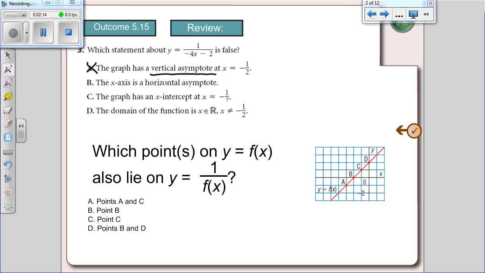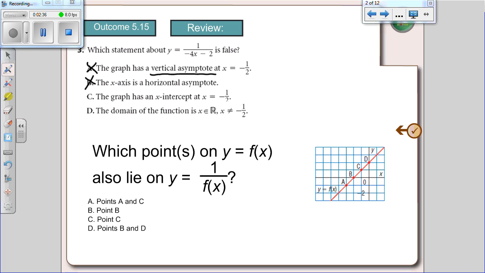The x-axis is a horizontal asymptote. That's true because it's always true. So if you were here, we always have a horizontal asymptote on the x-axis in this class. Always. The Math 30-1s right now are suffering through the idea that it moves.